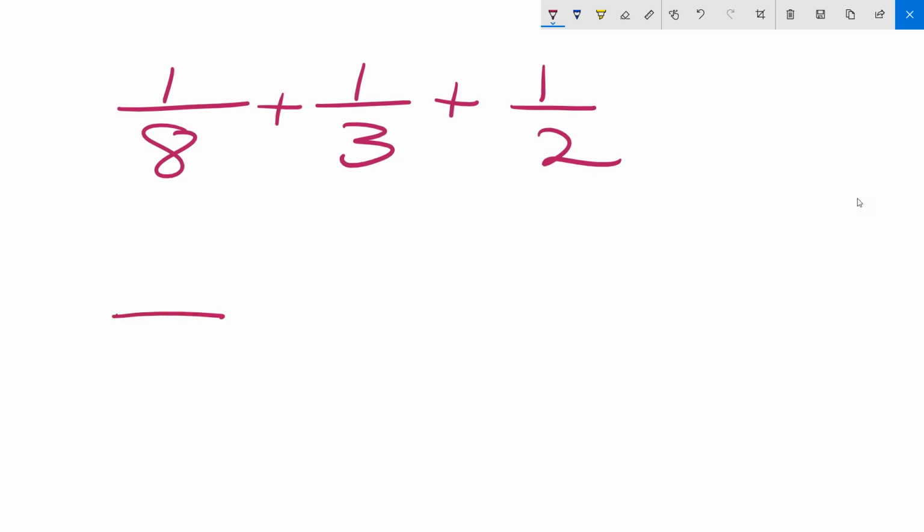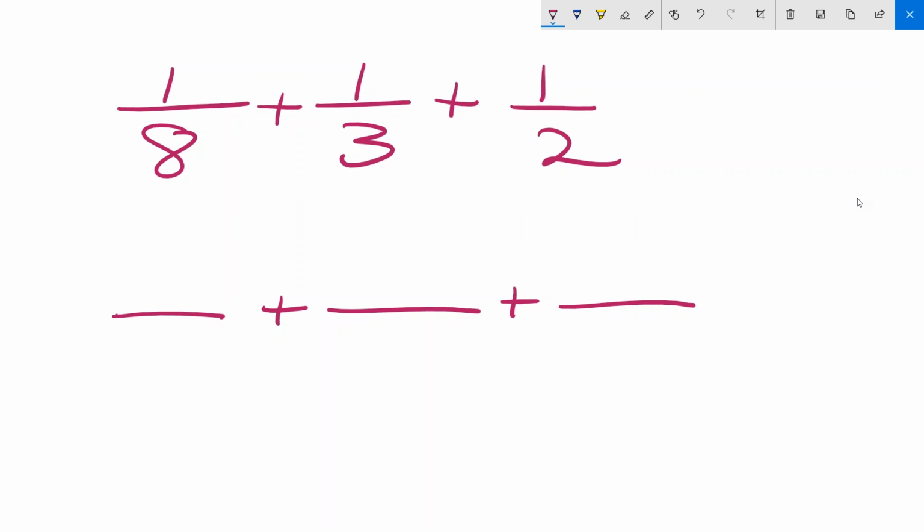Now, 3 positive fractions. And we need to find the least common denominator. Because if I multiply those 3 numbers together, I get 48. And that's too big of a number. We don't need to use a number that big. We need to use the least common denominator. I'm going to show you how to find that.